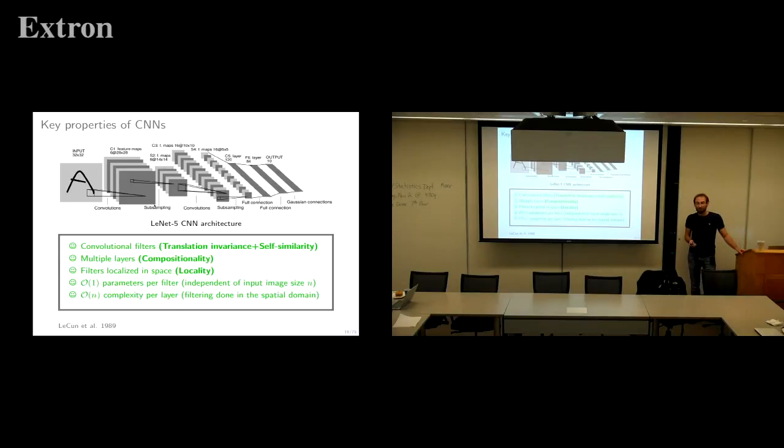Many of these properties, maybe with the exception of translation invariance, also appear in graphs. For example, compositionality or hierarchical structures are also known to be important in graphs. Locality is also important, and we want to replicate these properties. We want our implementation of neural networks on graphs to be efficient and have a small number of parameters. Otherwise, of course, we'll be prone to overfitting.